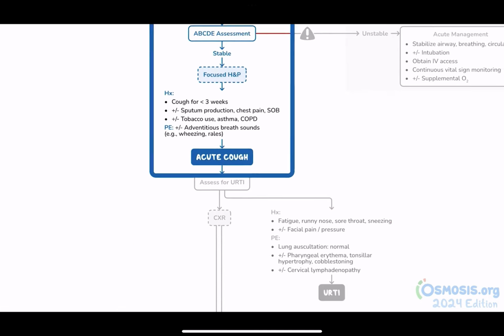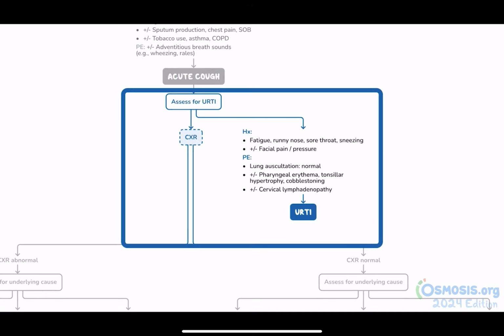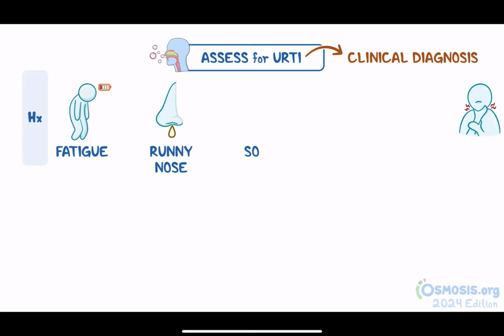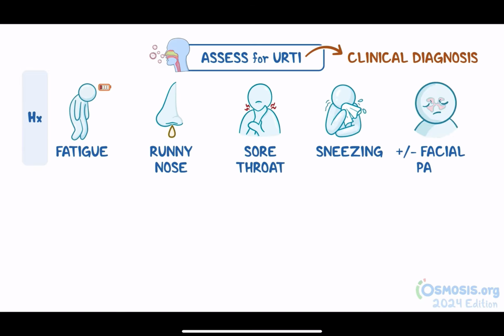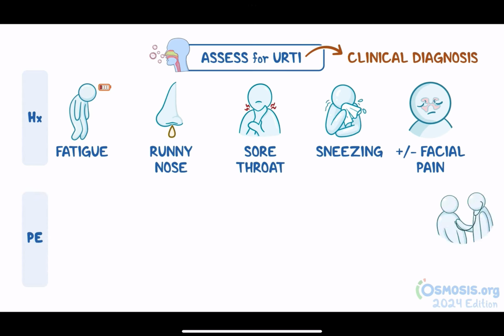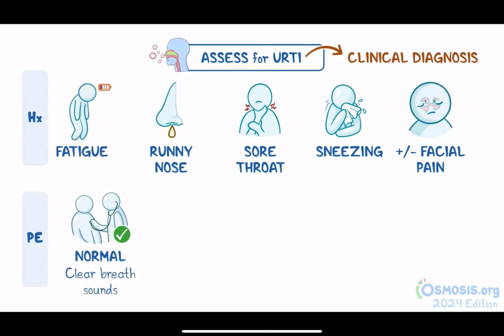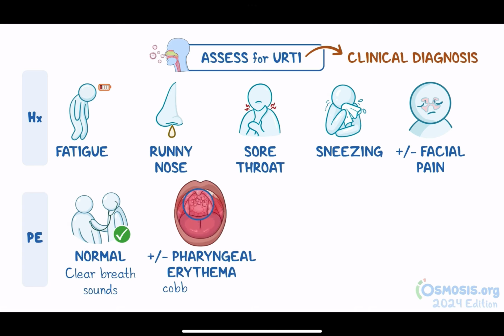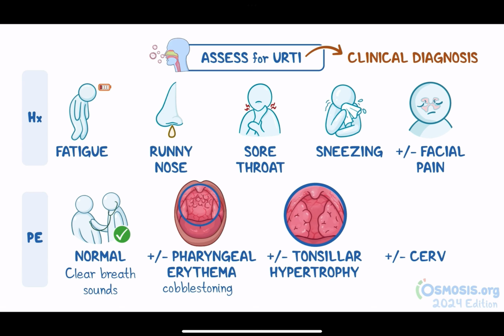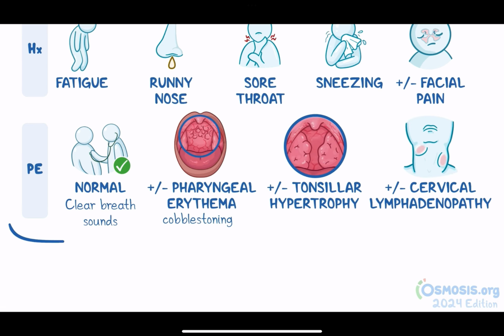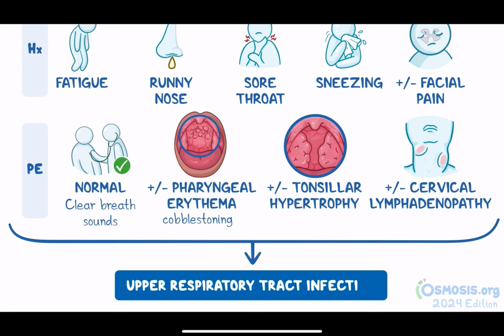Once you diagnose acute cough, first, assess for upper respiratory tract infection. Upper respiratory tract infection is one of the most common causes of acute cough that does not require an extensive workup because it's a clinical diagnosis. Your patient typically will report fatigue, runny nose, sore throat, and sneezing, and in some cases facial pain and pressure. On physical exam, lung auscultation is normal with clear breath sounds, while head and neck exam might reveal local signs of infection like pharyngeal erythema and cobblestoning, tonsillar hypertrophy, and cervical lymphadenopathy. With these findings, diagnose upper respiratory tract infection.